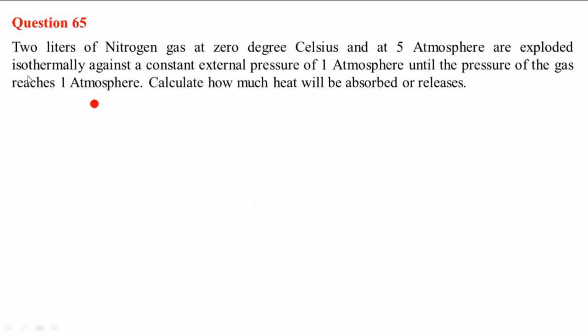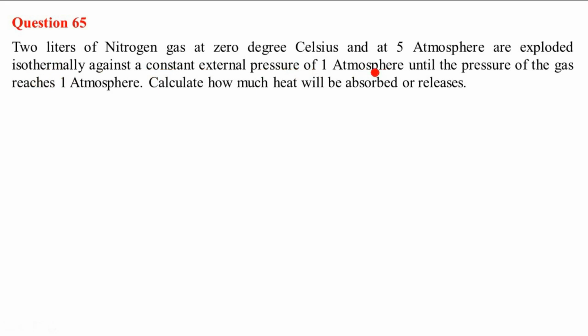Let's see question 65. Question 65 is saying 2 liters of nitrogen. We have the initial volume, 2 liters of nitrogen at 0 degrees Celsius initial temperature, and 5 atmosphere initial pressure, are expanded isothermally. That means we have constant temperature, against a constant external pressure of 1 atmosphere. You have also a constant external pressure.